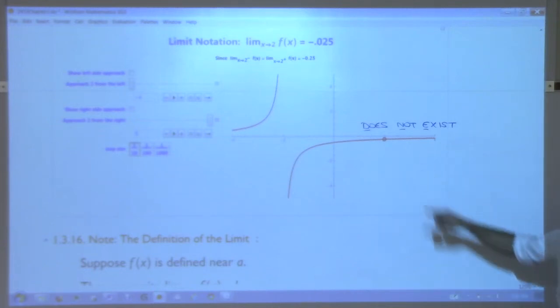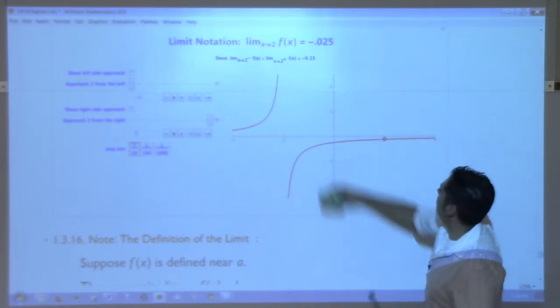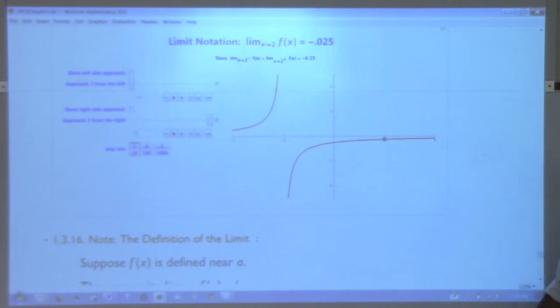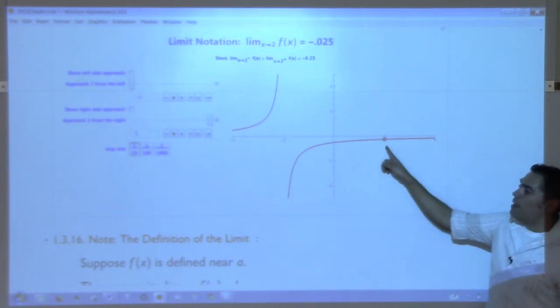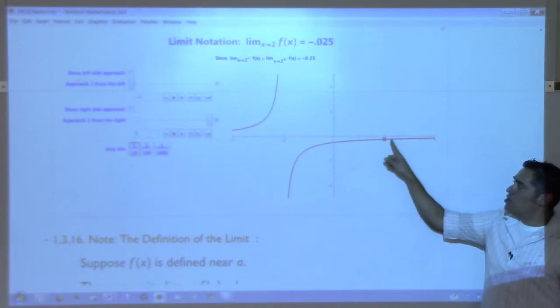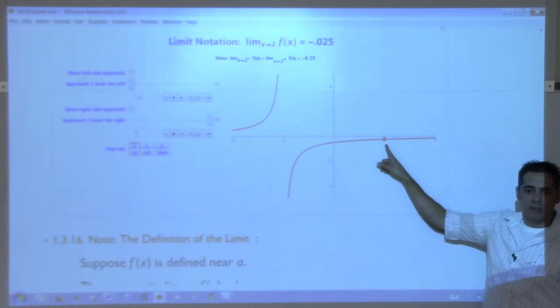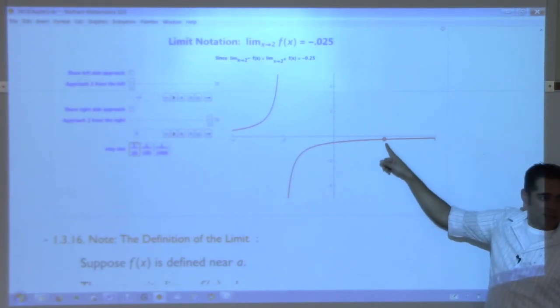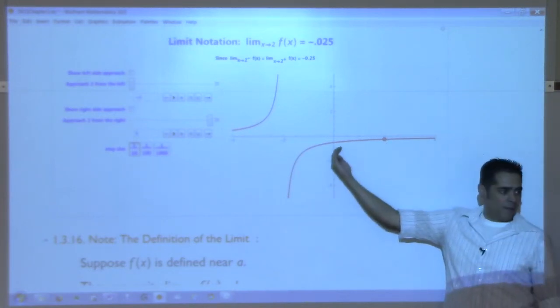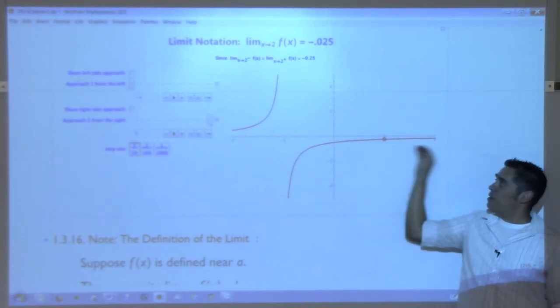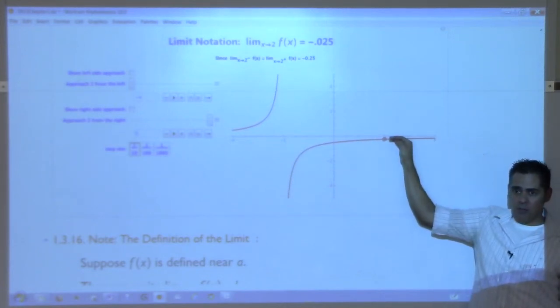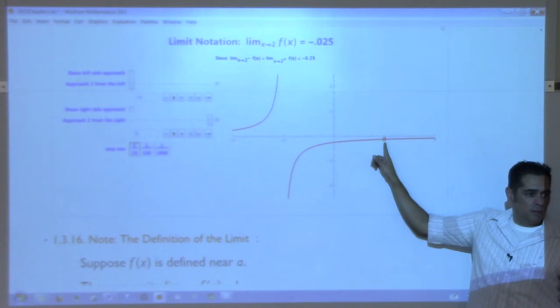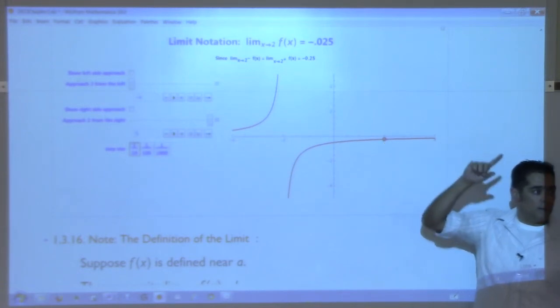Remember this one right here? If I ask you, what is the limit as x approaches 2 of this function? Would it exist or not? It would. I kind of already gave it away up there, but do you see why it would exist? From the left, it's approaching something. From the right, it's approaching something, right? Do we care that it's a hole in the middle? We do not.